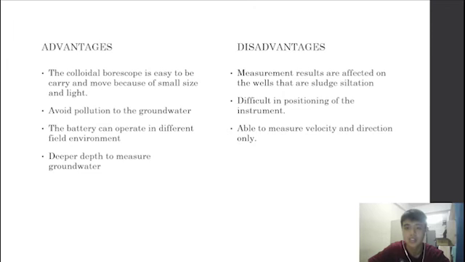The disadvantages are that measurement results are affected in wells with sludge siltation, it is difficult to position the instrument, and this instrument is able to measure the velocity and direction only.